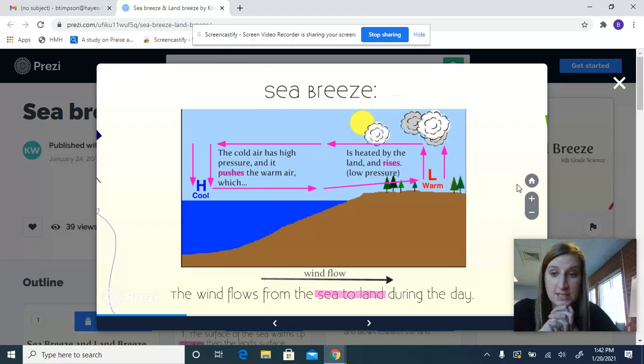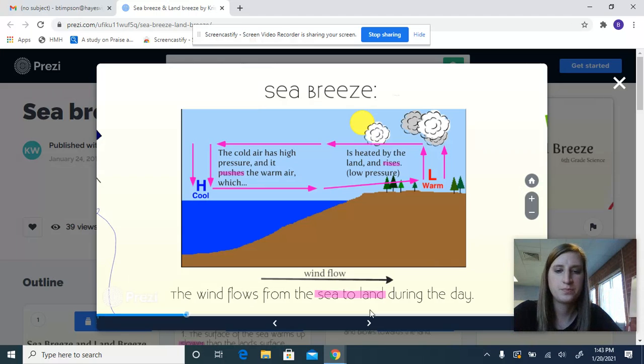One of the big things that they will ask you on an NC check-in on the EOG is typically whether land breezes are happening during the day or at night? Your answer is during the day. Sea breezes are typically during the day. What is a sea breeze? When the wind is created because of unequal temperatures and the breeze is blowing from sea to land.